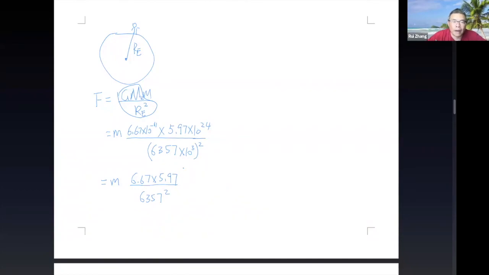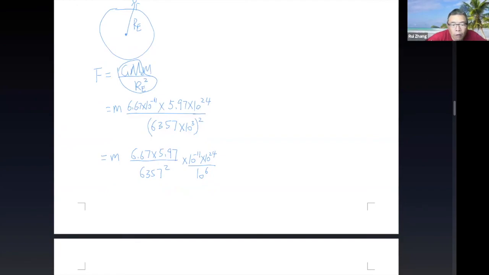I'll just do it by hand. So it's going to be 10 to the minus 11th times 10 to the 24th divided by 10 to the third squared, so 10 to the 6th. So this combination together, you're just adding 24 to minus 11 and then minus 6, so it's a negative 17. So this gives you together 10 to the 7th. Well, this part, if you calculate by calculator, you get 9.585 times 10 to the negative 7th.